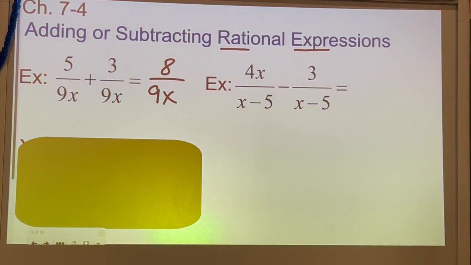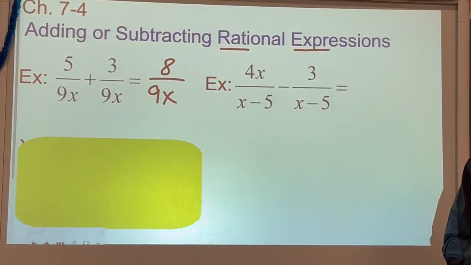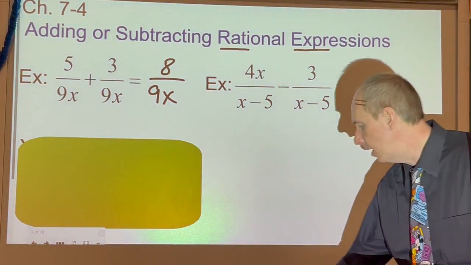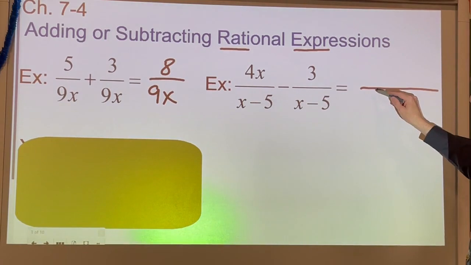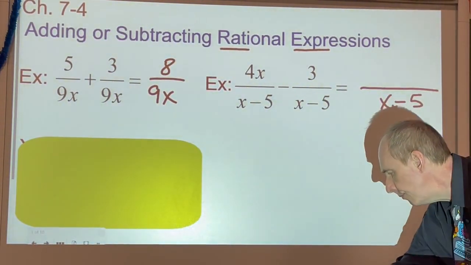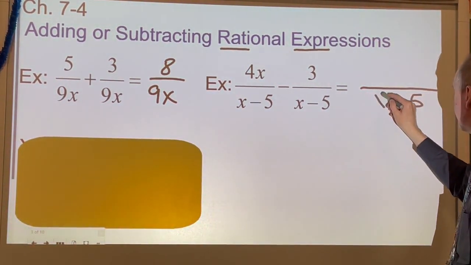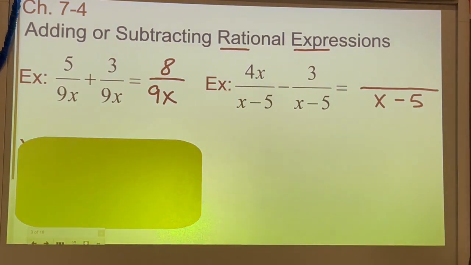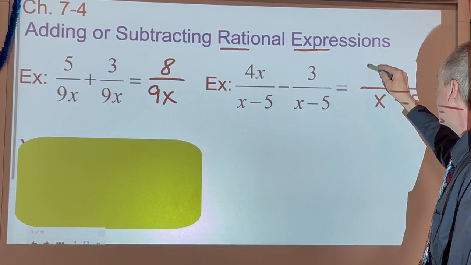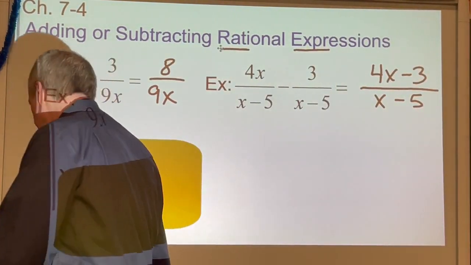Do we have a common denominator? Well, the denominator is x minus 5, the denominator is x minus 5, so you have that same factor for each of them. We leave the denominator alone. It is still x minus 5. And then we work with the numerator. 4x minus 3. Not like terms, I cannot combine them. That's done.